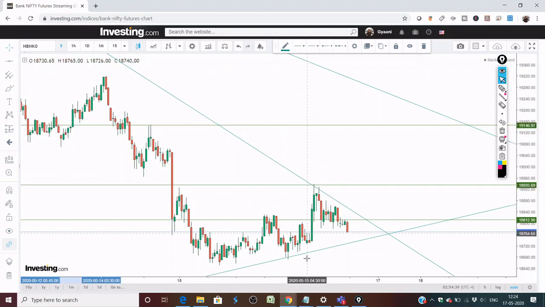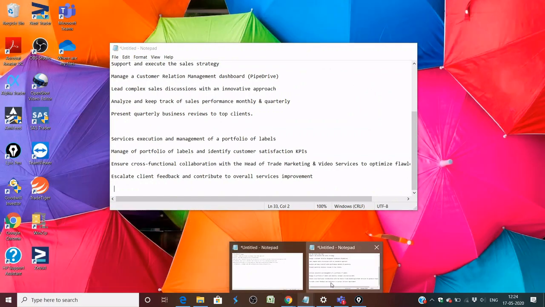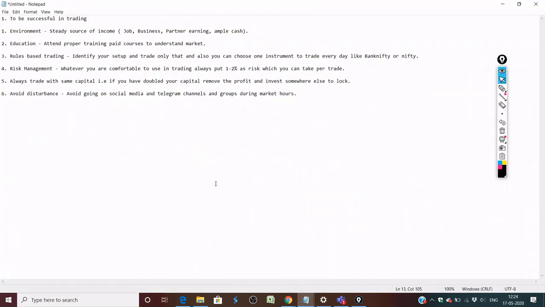Today I'm going to talk about another important topic, which is what are the tips you should follow to be a successful trader. So I have written some of these tips here. These are the 6 rules which you should follow very strictly. So let's see what those rules are. Okay, so first is environment.